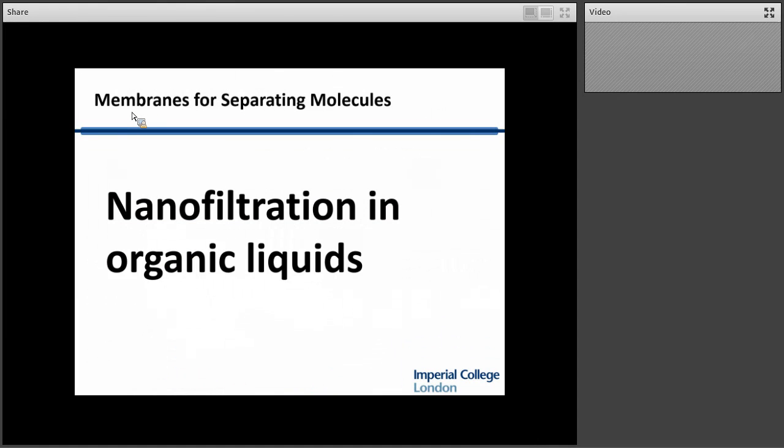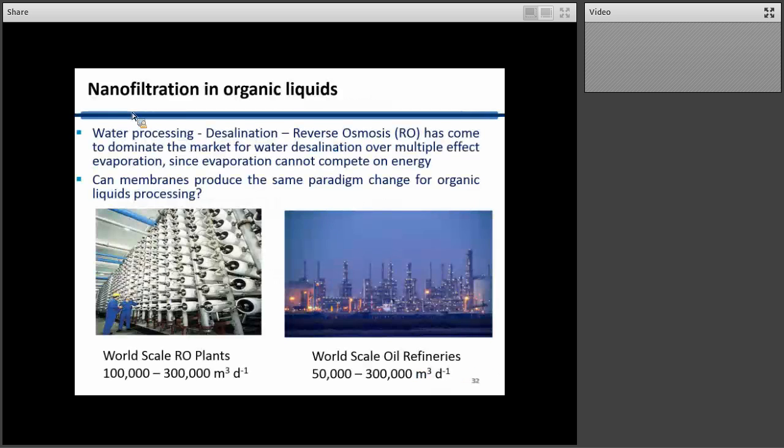So the second application of membranes I wanted to talk about in molecular separations is nanofiltration in organic liquids. And this is something which, as I mentioned at the start of the talk, my own research group has worked on for the last decade or so. And it's an interesting one, because if you think about water processing and desalination, reverse osmosis has come to dominate the market for water desalination over multiple effect evaporation. And the reason for that, we've already been through with me sitting on my bicycles. It's just because evaporation cannot compete on energy with desalination by membranes.